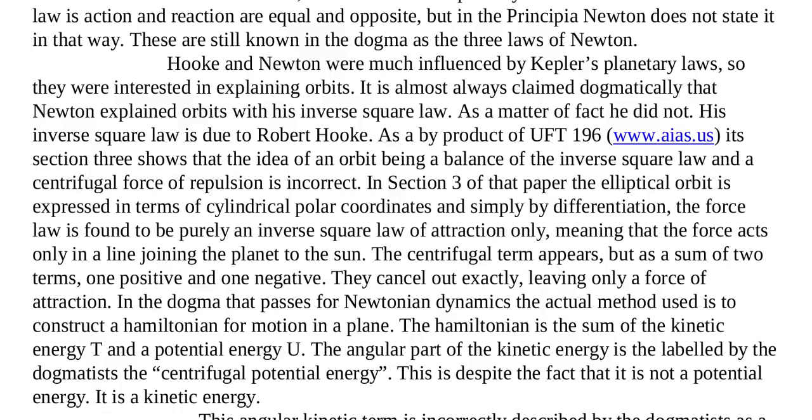As a byproduct of UFT 196, on AIAS.US, its section 3 shows that the idea of an orbit being a balance of the inverse square law of attraction against a centrifugal force of repulsion is incorrect in a way. In section 3 of that paper, the elliptical orbit is expressed in terms of cylindrical polar coordinates, and simply by differentiation, the force law is found to be purely an inverse square law of attraction only, meaning that force acts only in a line joining the planet to the Sun.